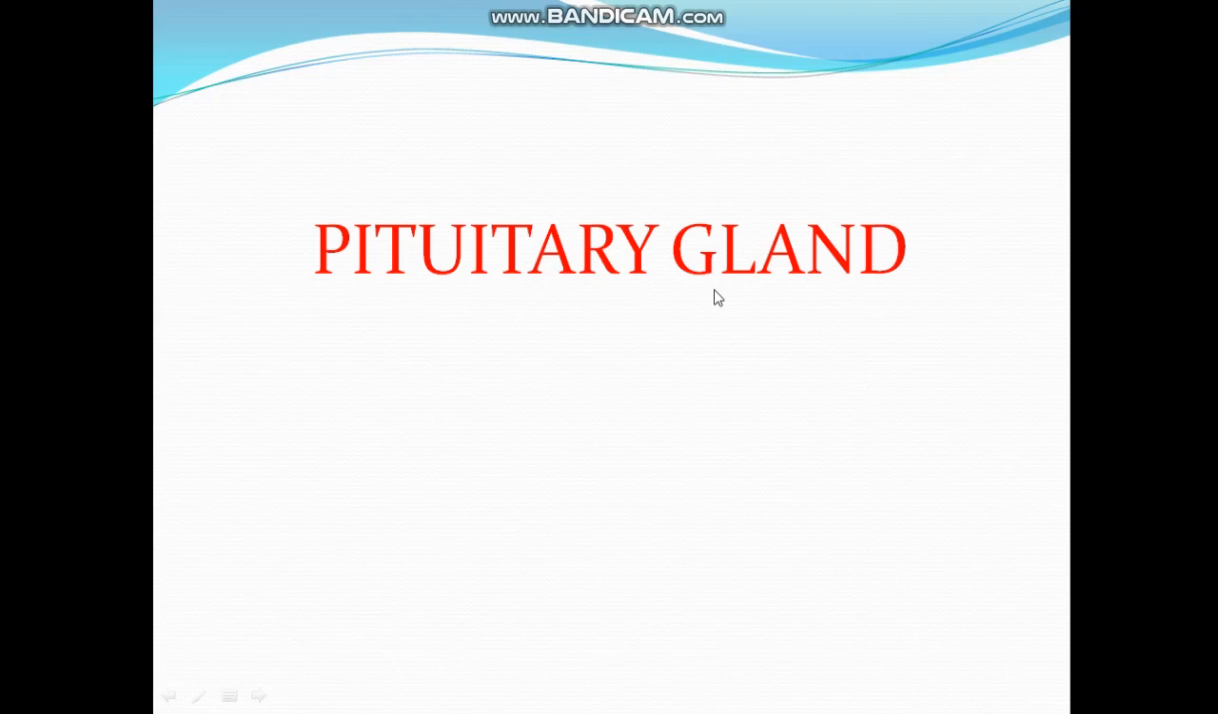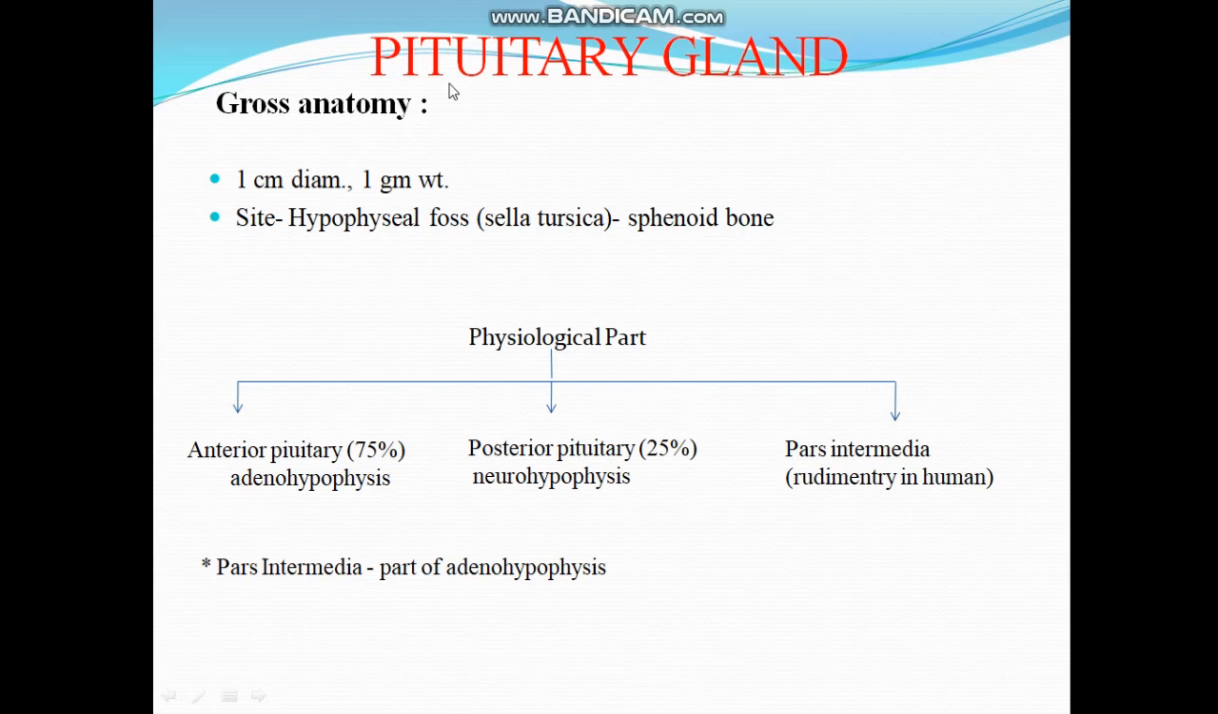That is called the master gland of the endocrine system of the human being: the pituitary gland. First, let's come to the gross anatomy of the pituitary gland. In diameter, the pituitary gland is approximately 1 centimeter in size, and it weighs approximately 0.5 to 1 gram. The pituitary gland is found in the hypophyseal fossa of the sphenoid bone, which is also called the sella turcica.